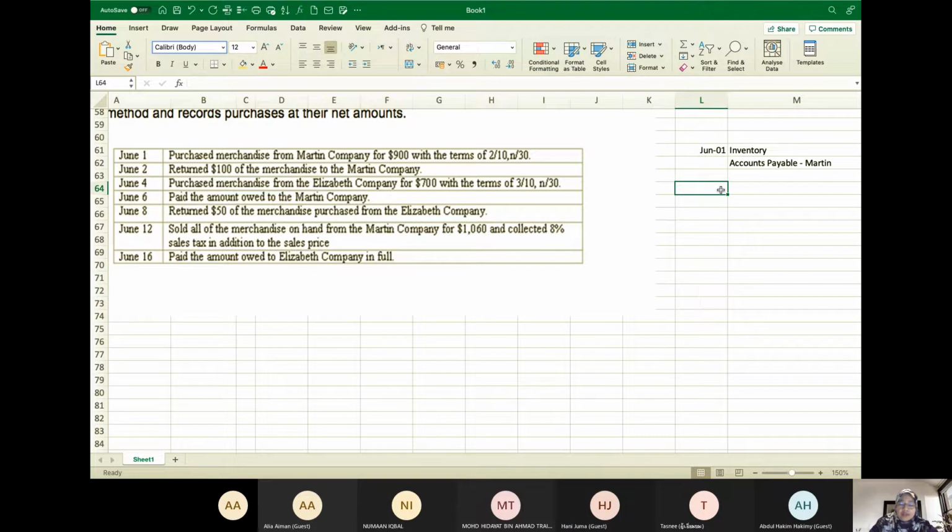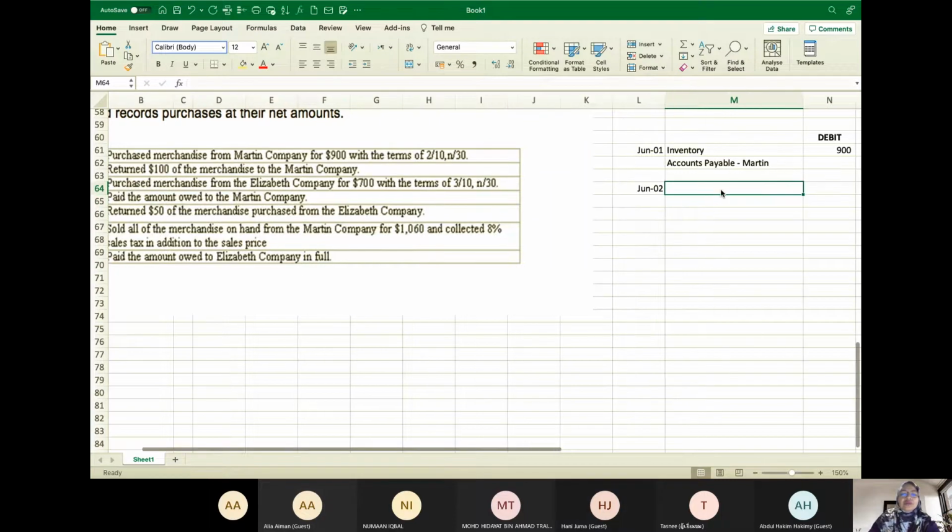You bought. You purchased from Martin. So when you return, it's a sales return? No, you are wrong. When you first purchase, we call it purchases, right? June 2nd, when you return, it is a purchase return.